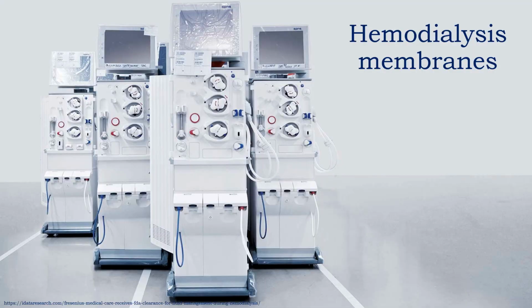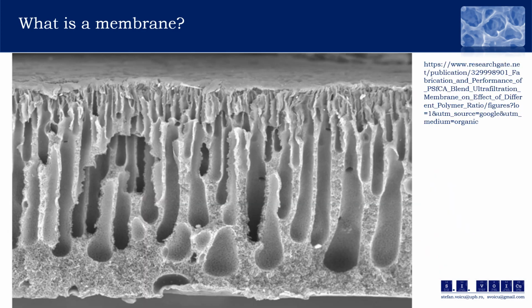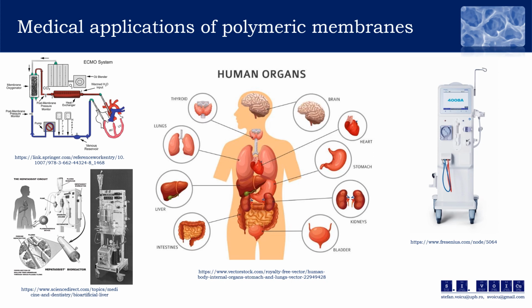First of all, something related to membranes. A membrane is, by definition, a selective barrier that permits the separation of certain species by combination of sieving and diffusion mechanism. And the term comes from the analogy with the biological cell membrane, and we can observe in the structure of the polymeric membrane the same as in the case of cell membrane.